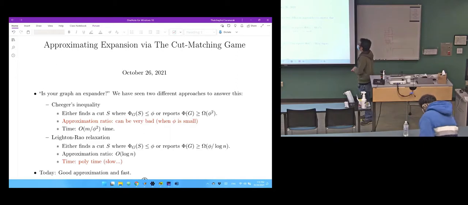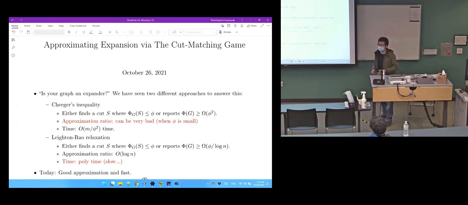I think today's lecture is we will see the motivation behind the cut matching game, why it was really developed. I talk about the cut matching game as a way to construct an expander under an adversary, but the motivation behind why we want to construct it that way is in this lecture. And so we have seen two ways.